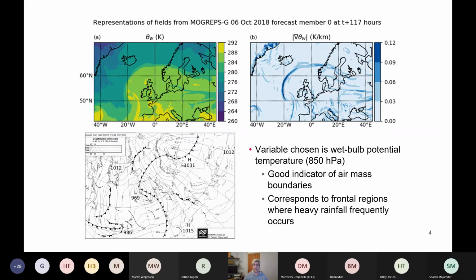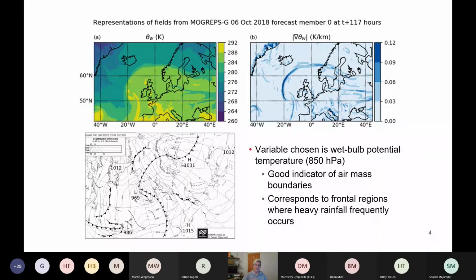Now up at the top left corner, you can see this is our wet bulb potential temperature plot. This is from a MOGREPS G forecast from the 6th of October, 2018. It's the control member 0, at lead time T plus 117 hours. And you can see that there's a really nice boundary that's building there. Now we apply a gradient to the field to find the frontal regions. And you can see in the top right-hand plot, we have a front standing out. This actually corresponds really well with the synoptic chart you can see down on the left, which is as close as I could get it to the lead time of T plus 117 hours of this particular forecast.